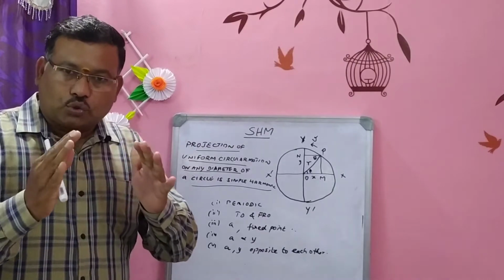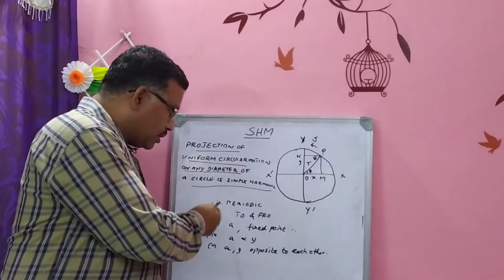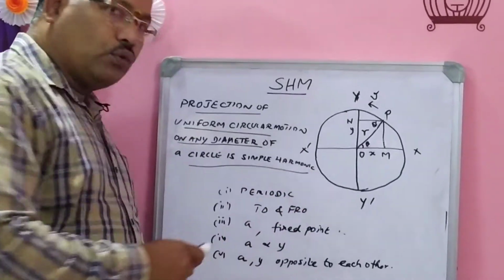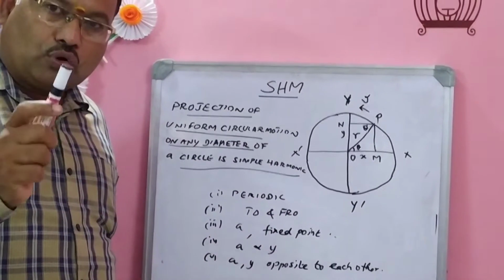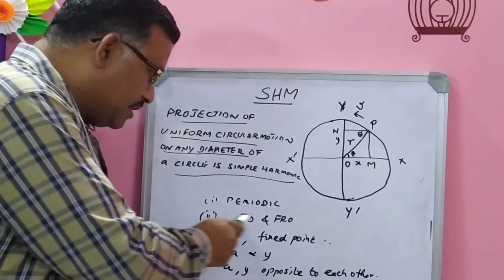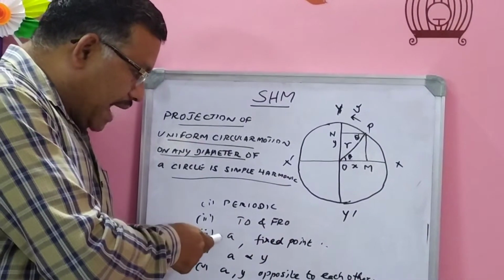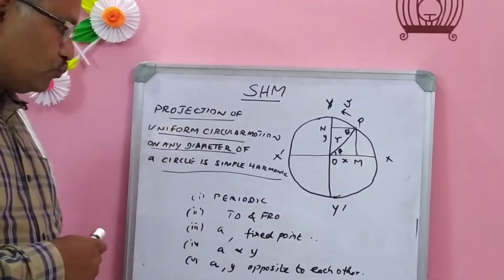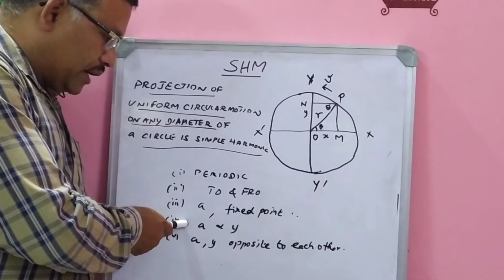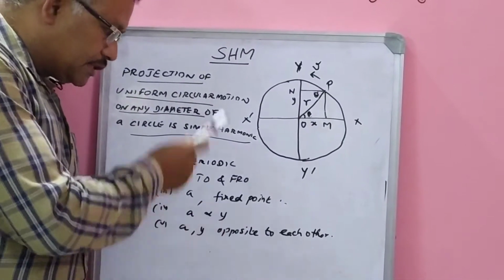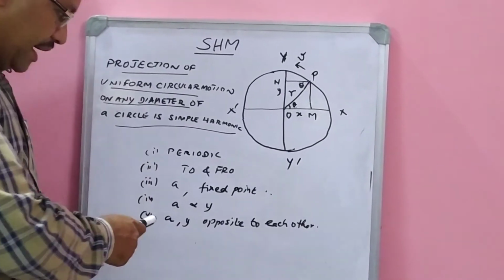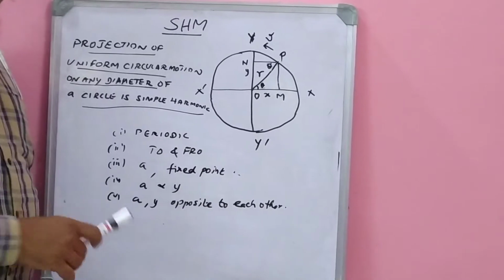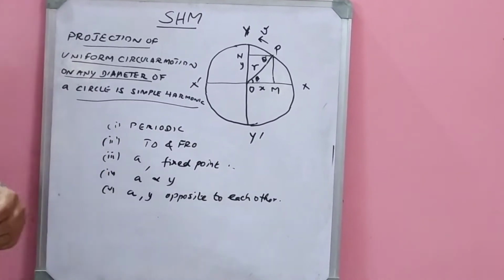Simple harmonic motion should be periodic. It should move to and fro. The particle should move to and fro about the mean position. And the acceleration of the particle is always directed towards a fixed point. Acceleration of the particle is always directly proportional to the displacement of the particle. Acceleration and displacement are always opposite to each other. These are all the conditions of simple harmonic motion.